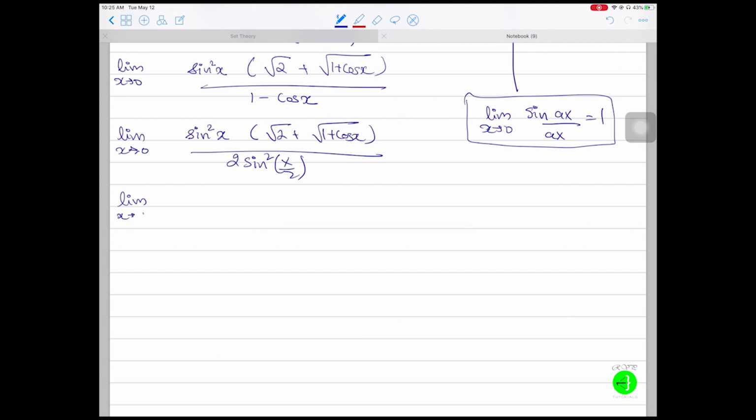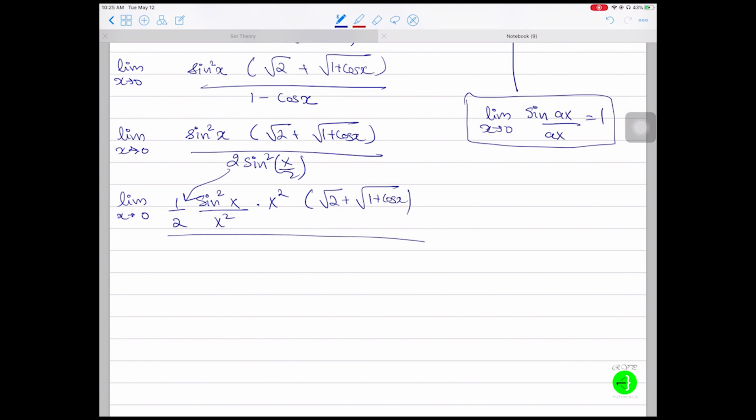So we have limit x approaching 0 of sine squared x over x squared. We have 1/2 here because the 2 should go here. So sine squared x by x squared is taken care of. And we need an x squared in the numerator. We have under root 2 plus under root 1 plus cosine x in the numerator.